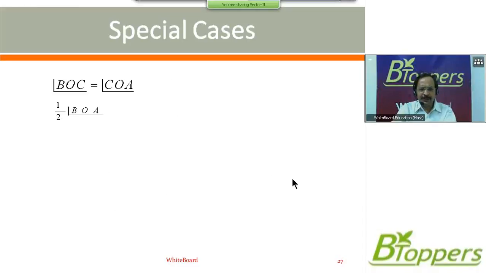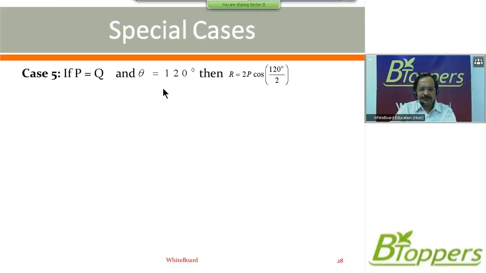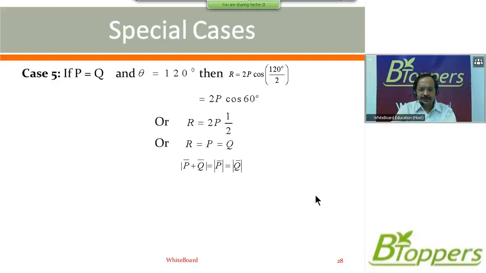Again we will come to the case 5, where the two vectors P bar and Q bar have same magnitude but they are inclined to each other at an angle of 120 degrees. Then R equal to 2P cos theta by 2. Here theta is 120 degrees. So theta by 2 will be 60 degrees. And you know that cos 60 degrees is 1 by 2. So we get R equal to P, or you can write R equal to Q.